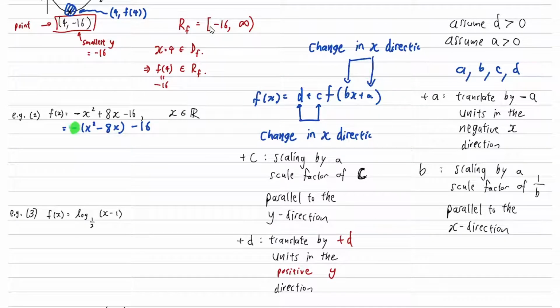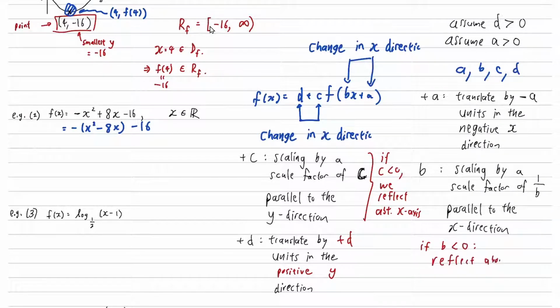Over here you see that there's a minus sign, right? It actually means you have to reflect. Maybe I forgot to mention one more point. If c is negative, we reflect about the x-axis. Likewise, if b is negative, reflect about, not the x-axis, but rather the, which axis? Y-axis, exactly. Okay, good.